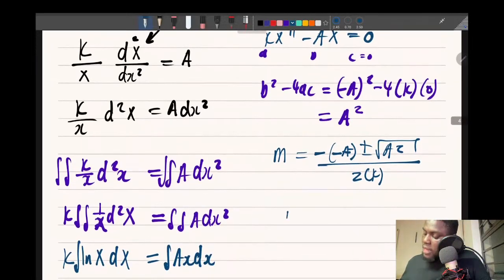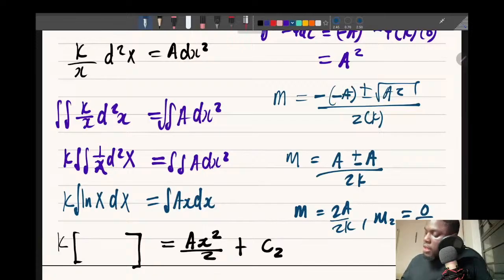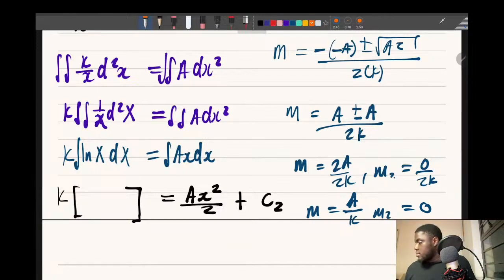Then you're going to have it as m is equal to minus minus is a, plus or minus square root of a squared is another a, over 2k. Wow, this is crazy. So you'd have m be equal to a plus a, that's 2a over 2k, or you can have m to be equal to a minus a, that's 0 over 2k. So you'd have it as m is equal to a over k, or you could have m2 be equal to 0. So you find these solutions. Let's see what they did.